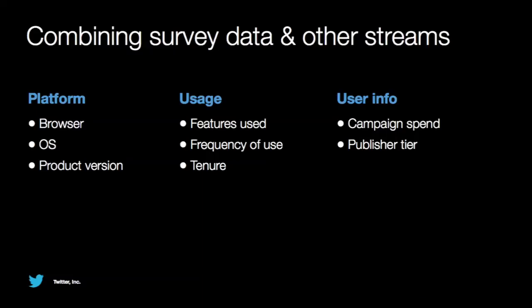But the great thing about that is then you take your satisfaction, you cut that by these variables, and you can actually start identifying segments of your users that are frustrated or really happy with your site. And that's just some other examples of types of data you can cut by. So if you work on an ads platform, you could cut it by their campaign spend or their publisher tier.